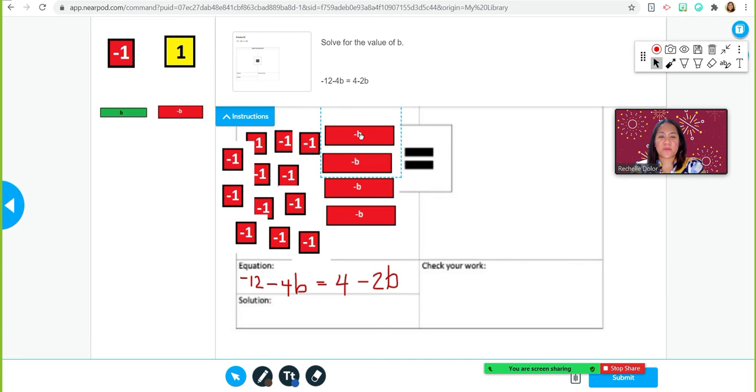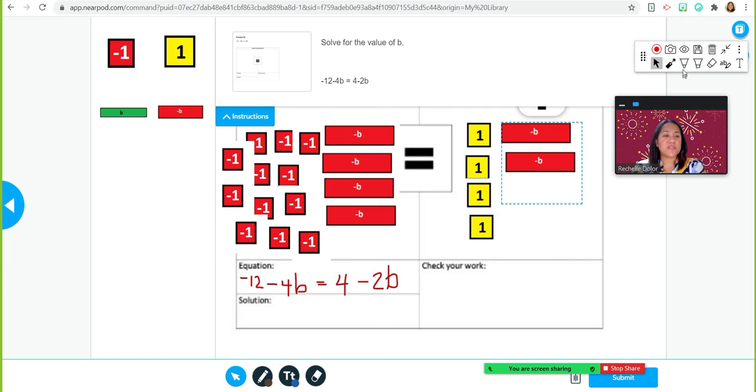Alright, so we go to the other side. 4 is positive, right? So that's the yellow: 1, 2, 3, and 4. Negative 2b is again red, so you have 1, 2.